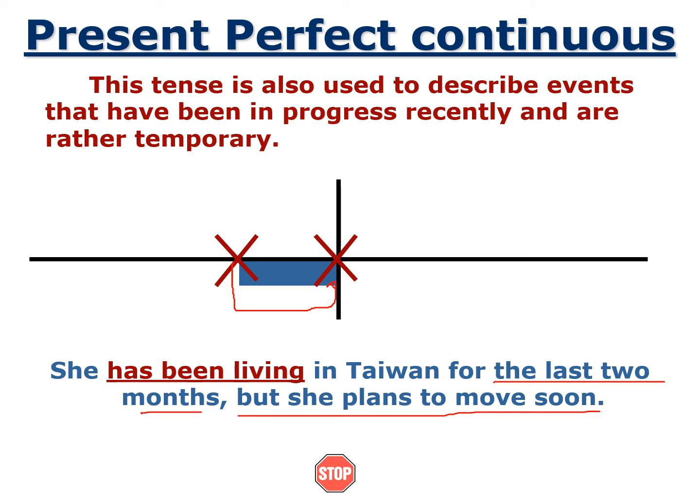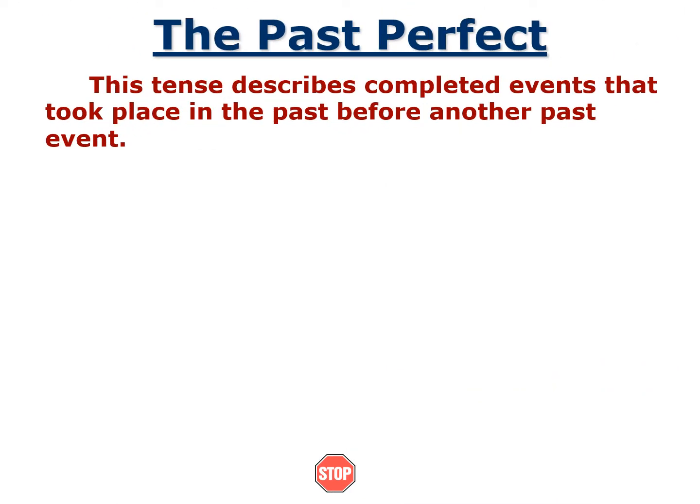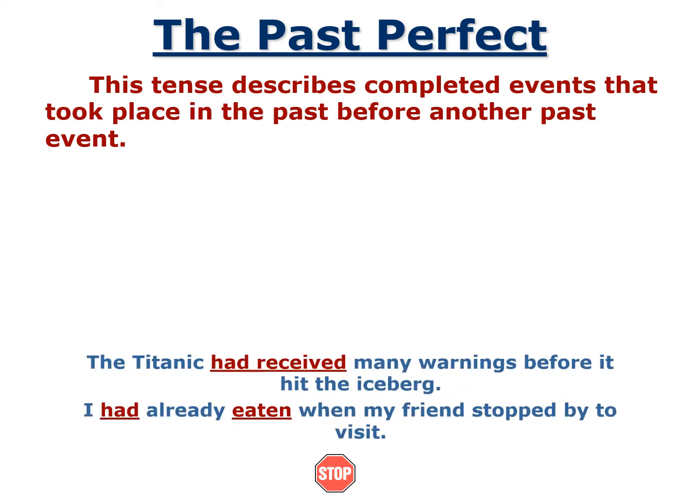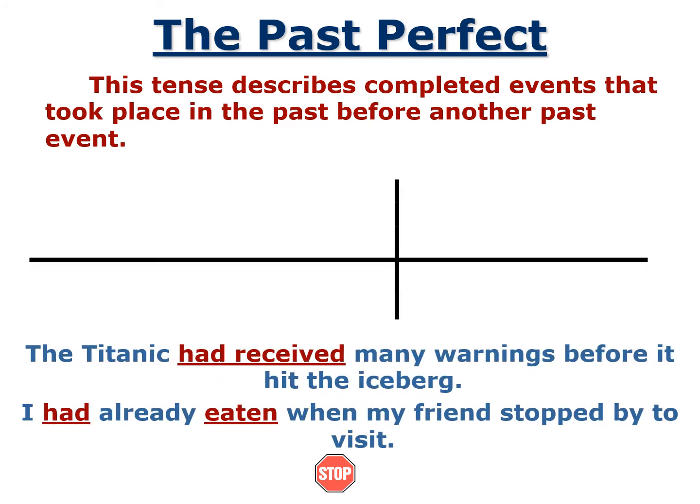Just remember that for the present perfect continuous, we use have or has plus past participle plus the verb plus ing to form the present perfect continuous. Now let's move to past perfect. The past perfect tense describes completed events that took place in the past before another past event.